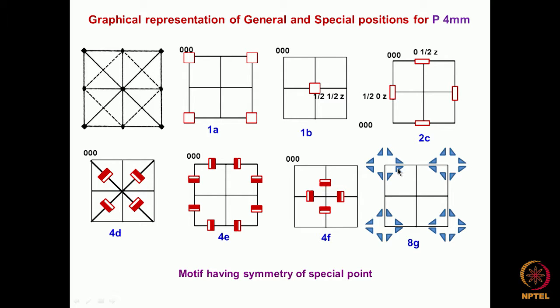Okay. Here what we have done is that in this particular case, if you put it at a general position, it has a symmetry which is one-fold, so you can put an asymmetric motif there to generate the crystal having 4 mm symmetry, correct?